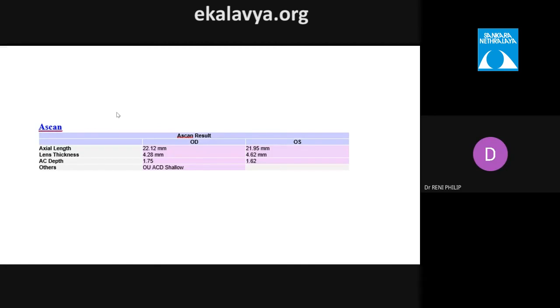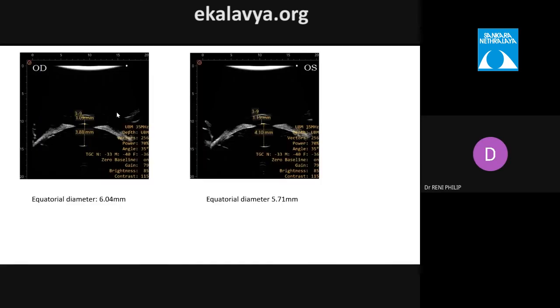So when you see the lens thickness has been increased and the AC depth is shallow, and on UBM you can see shallow central AC and a thicker lens for the age of the child and an equatorial diameter of 6 and 5.71. Can someone give me the diagnosis now? See, if you have an equatorial diameter of 6 millimeter or 5.71 millimeter, once your eye is fully dilated, you will be able to see the rim of the lens within the pupillary area. Any guesses?